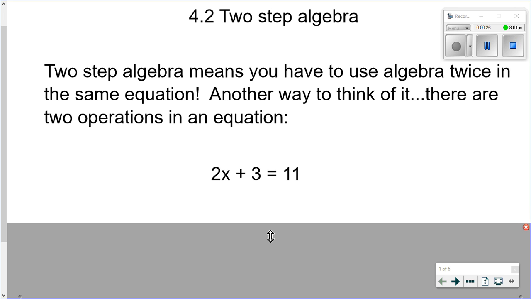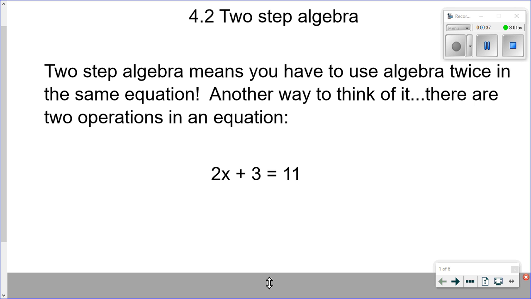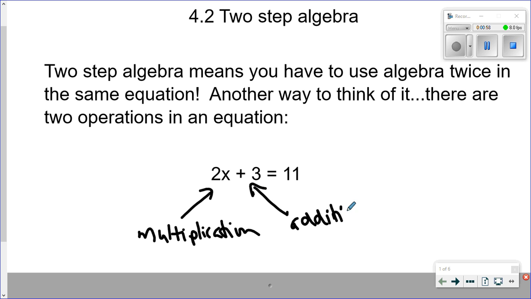So two-step algebra is exactly what it sounds like. There are two steps of algebra that you have to apply in order to come to the solution. You're not going to know going into a test or an assignment or whatever it is that you're working on how many steps it is unless you look at the number of operations that are in the equation. So here we have one step. And here we have a second step. And those are the two steps that we have to undo using algebra.